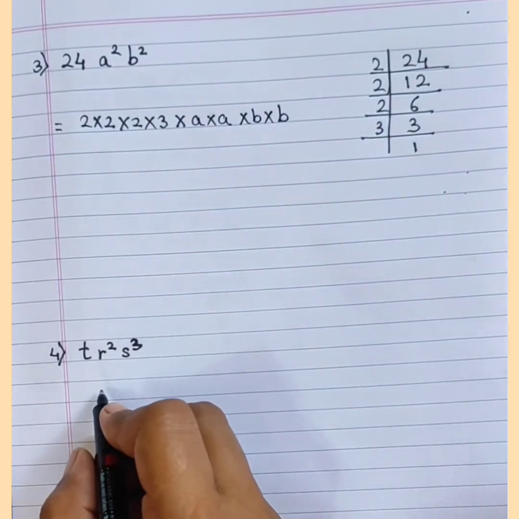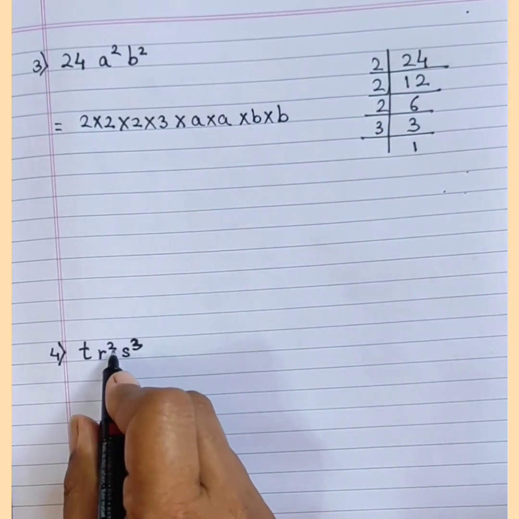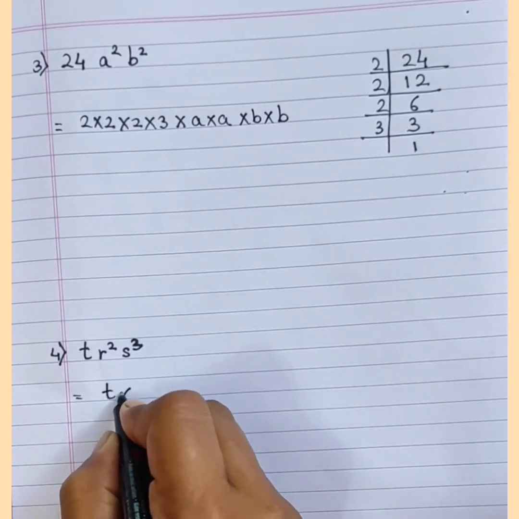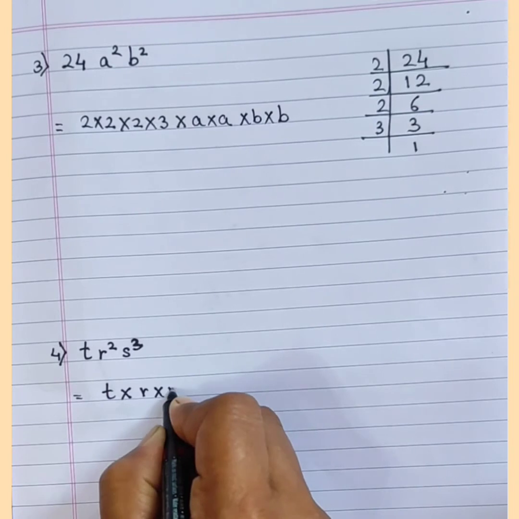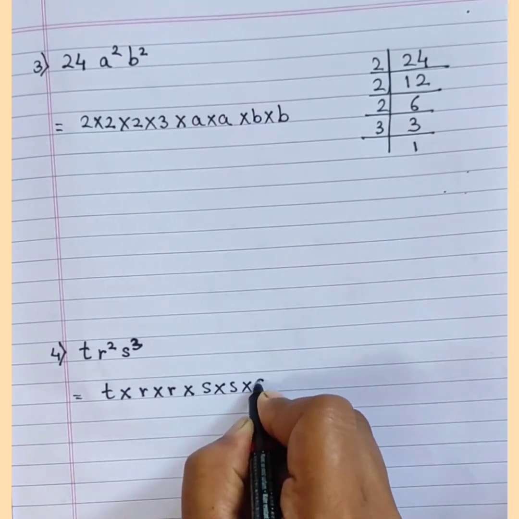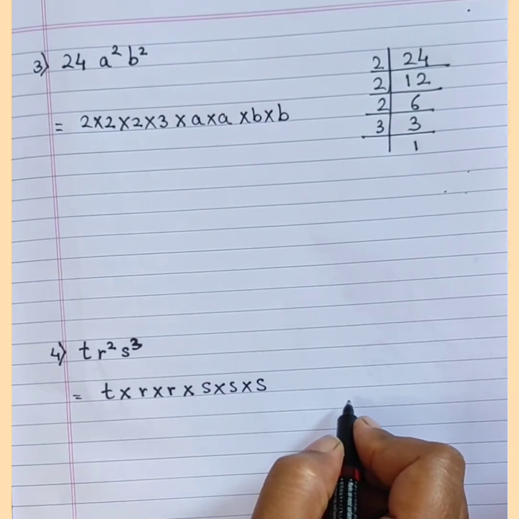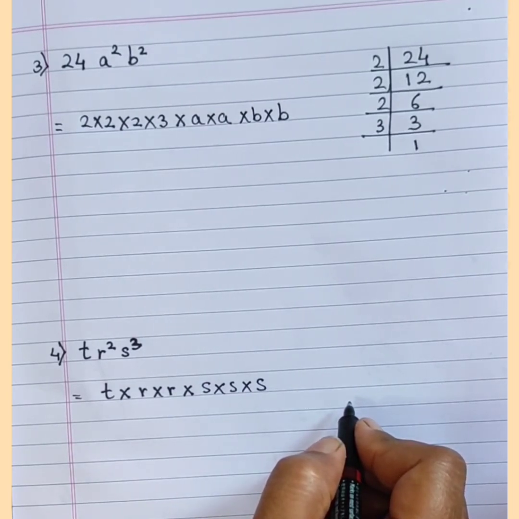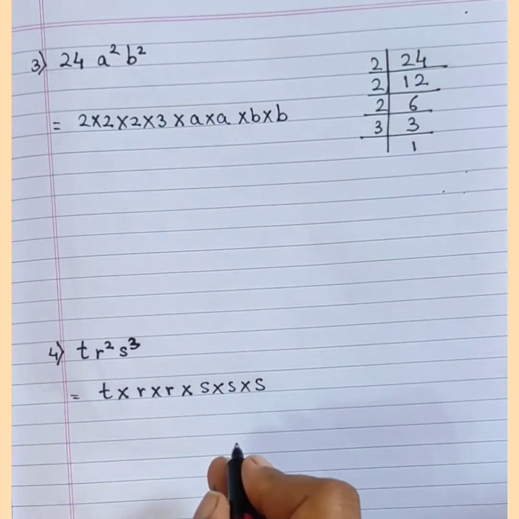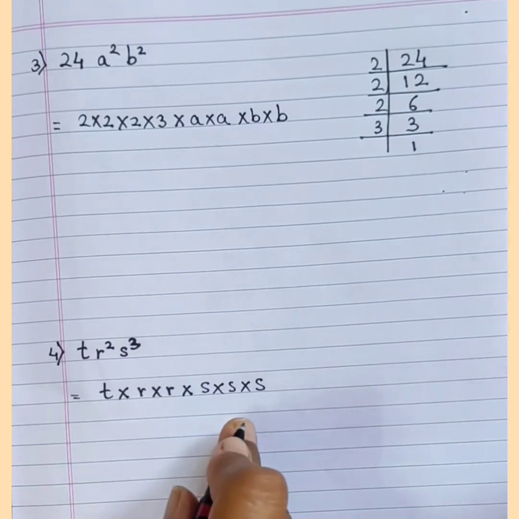Fourth question, t r square s cube. We can write it as t into r square, which is r into r, and s cube, that is s into s into s. Understood, children? This is how we do the factorization for the following algebraic expression, and we can write this in the product form.